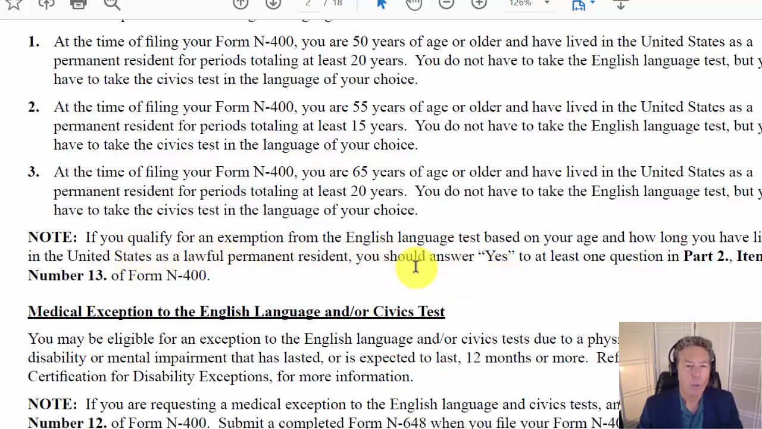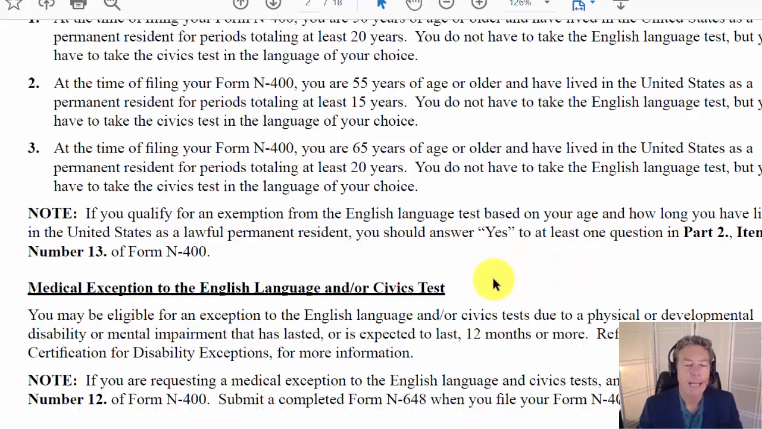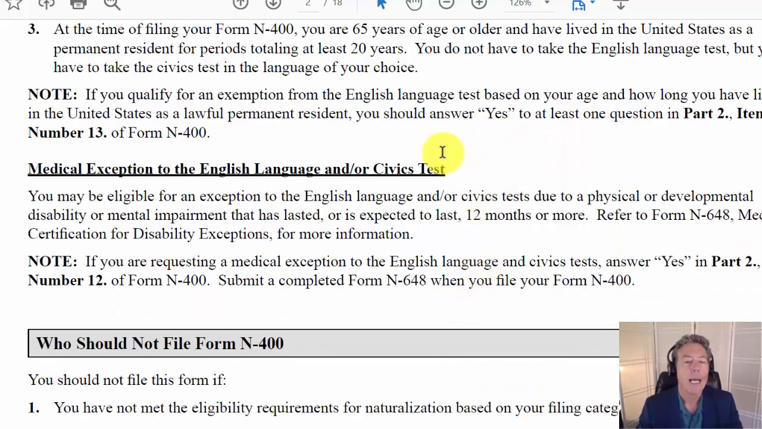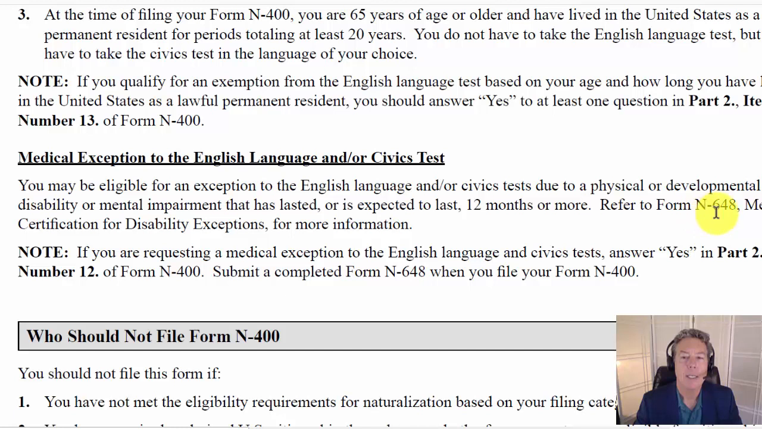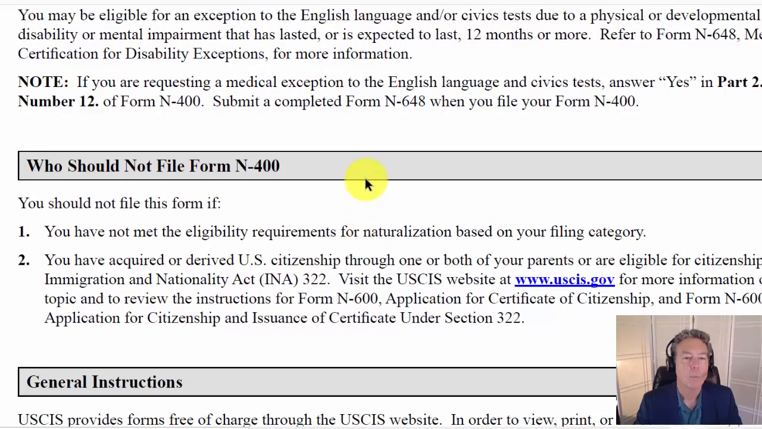If you qualify and are exempt from the English language test based on your age and how long you've lived in the United States, you should answer yes to at least one question in part 2. So that's how you flag them on the form, right? And then the medical exception to the English language and civics test is this form, N648, medical certification for disability exceptions. So that's what we're talking about. These are hard. You want to get help with these because they're definitely hard to do.